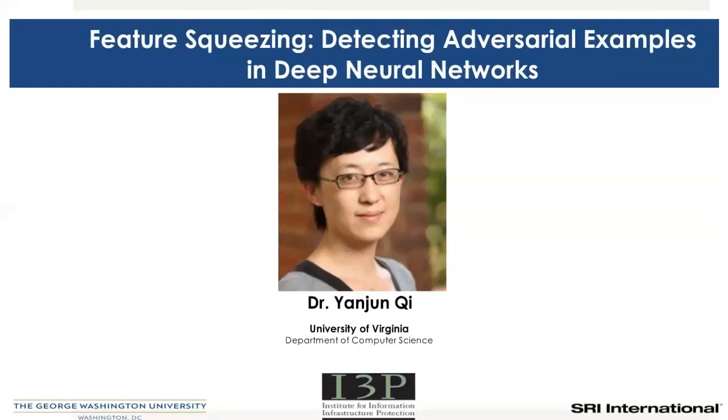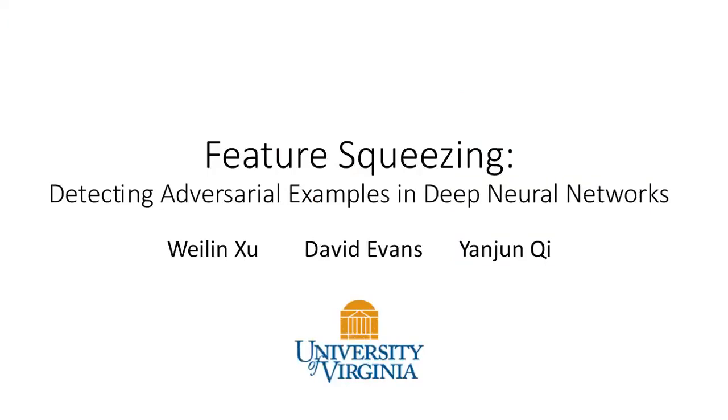So today I'm going to talk about our work called Feature Squeezing, Detecting Adversarial Examples in Deep Neural Nets. This is joint work with my collaborator, Professor Evans from the University of Virginia, and our co-advised student, Weilin Xu.